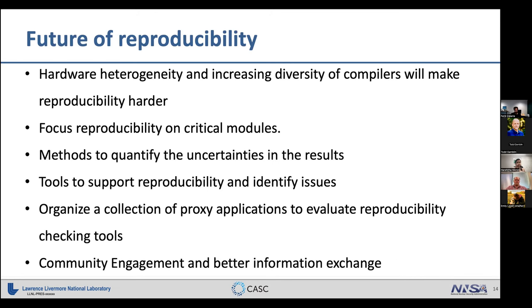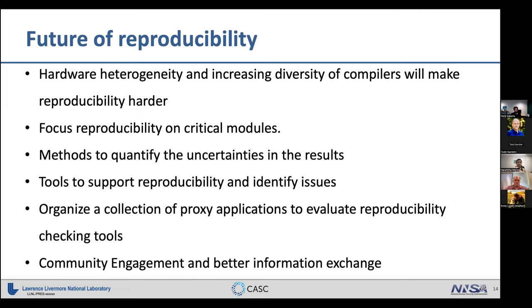Now looking into the future, the hardware heterogeneity and diversity is just going to make things harder and not easier. So focusing reproducibility on critical modules might be one way, like we use in verification. Because it's so expensive, we would be verifying critical modules and not every single module. There are methods to quantify the uncertainty in the results.